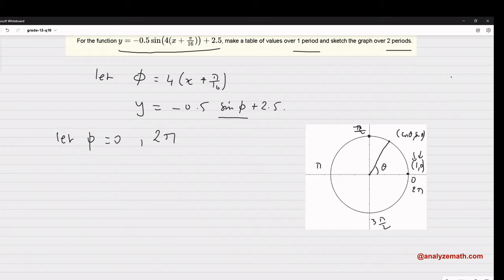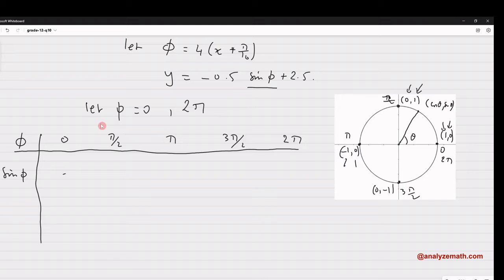This point has coordinates 0, 1, so this is the cosine of pi over 2, and this is the sine of pi over 2. Now this point is negative 1, 0: the cosine of pi and the sine of pi. This point here is 0, negative 1: the cosine and the sine of 3 pi over 2. And then we come back to 2 pi, and it's again 1, 0. So we know the sine of phi as it goes from 0 to 2 pi.